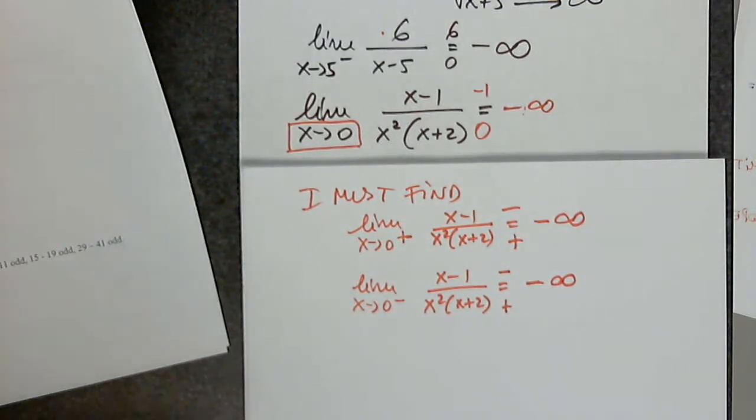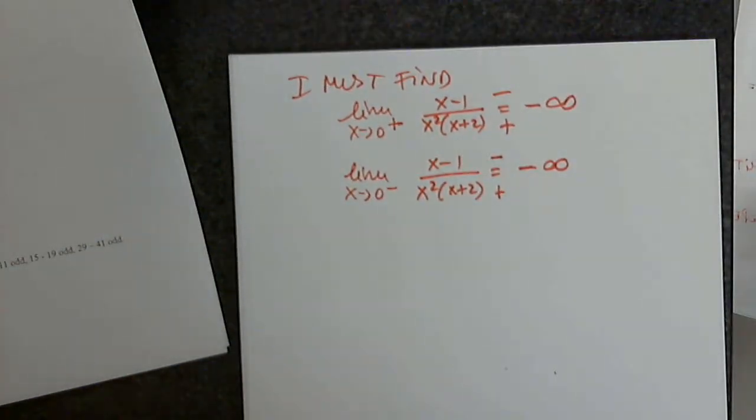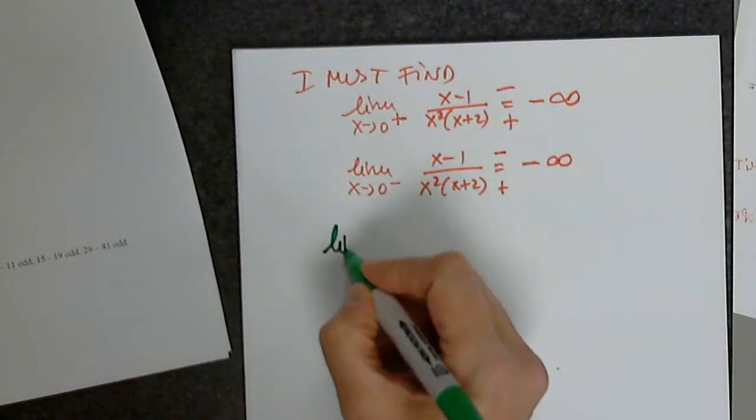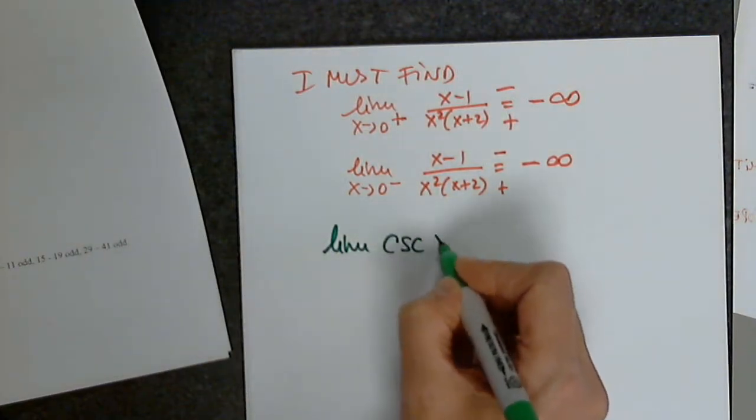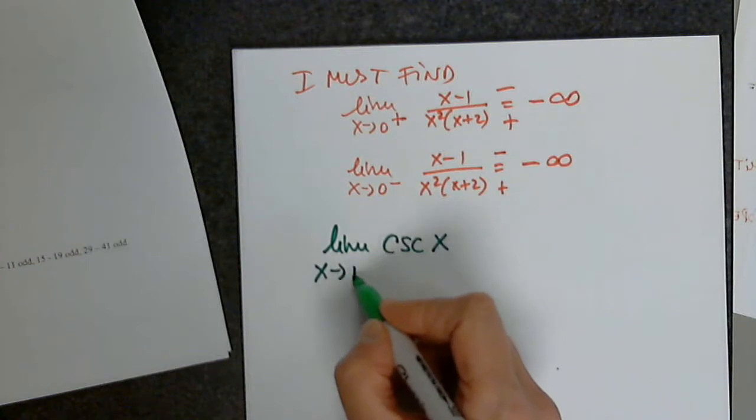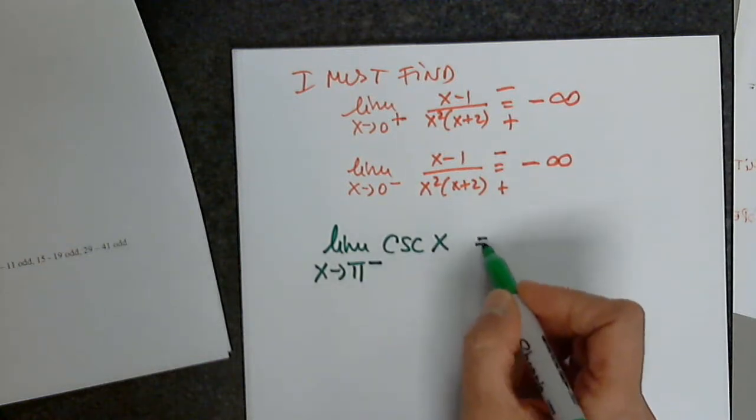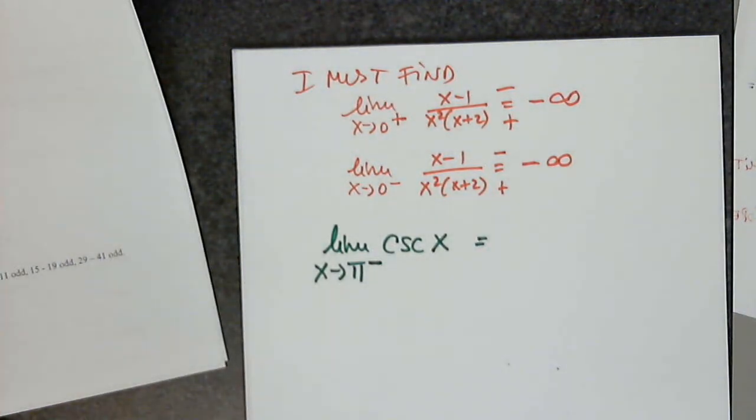Any questions? Okay. And one more here. I have limit cosecant x as x approaches pi from the left. Since it's a left-hand limit, yes, please.